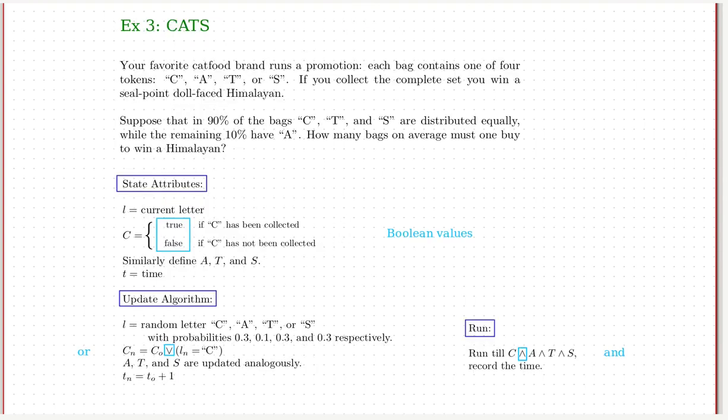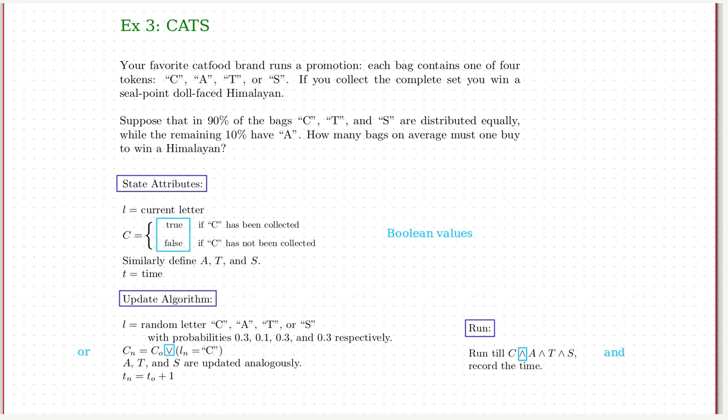The next example is from the Mackey and Thompson textbook, the Superfinite textbook. You imagine that a cat food company is running a promotion, and each bag of cat food that they sell contains a token with one of the letters C, A, T, or S. And if you collect a complete set of tokens that spell the word cats, then you win. Let's say a seal point, doll-faced, purebred Himalayan cat. That's the prize.